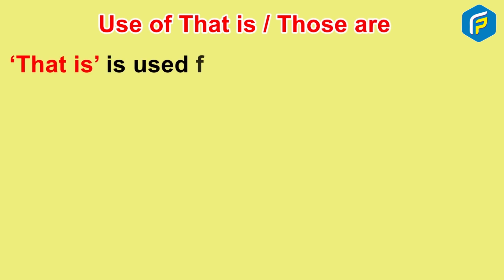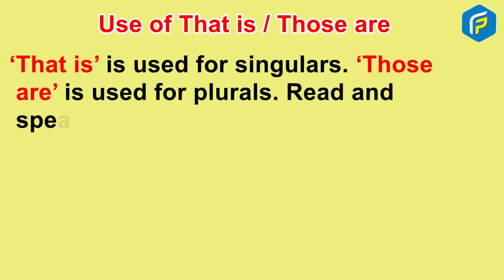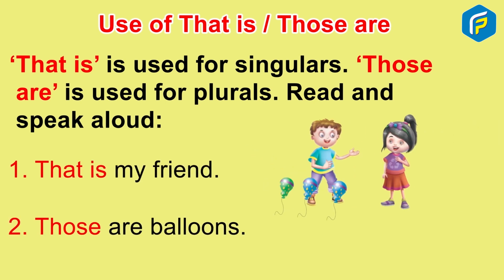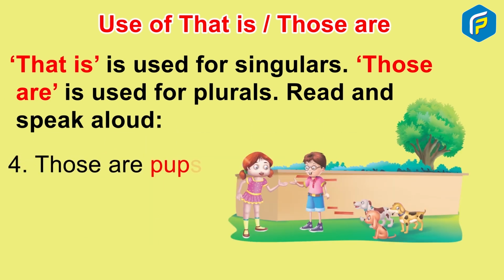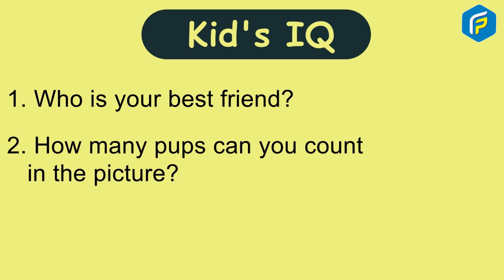Use of that is, those are. That is used for singulars. Those are is used for plurals. Read and speak aloud. That is my friend. Those are balloons. That is a nest. Those are pups. Kids IQ. Who is your best friend? How many pups can you count in the picture?